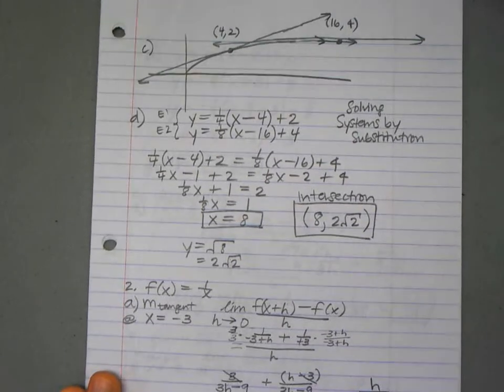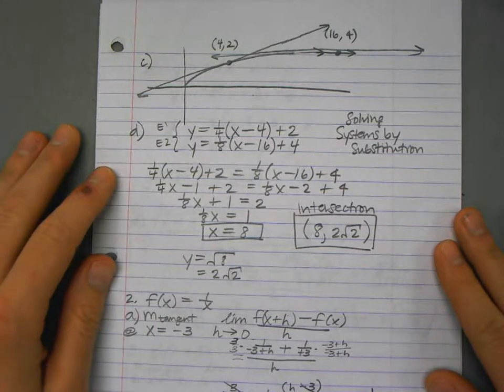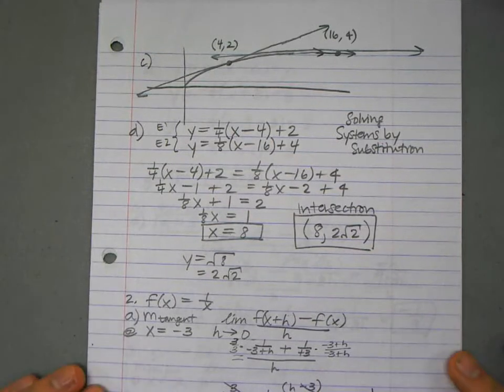For part C, I sketched the two tangent lines and then solved a pretty simple system of equations by substitution in order to get the point of intersection. You also maybe could have done that on your calculator.